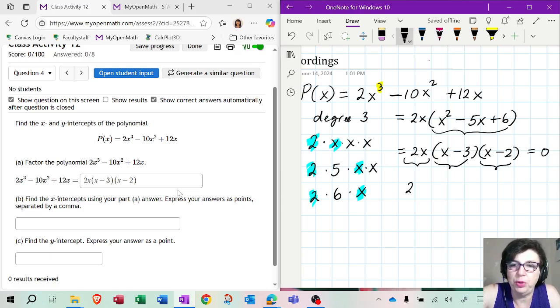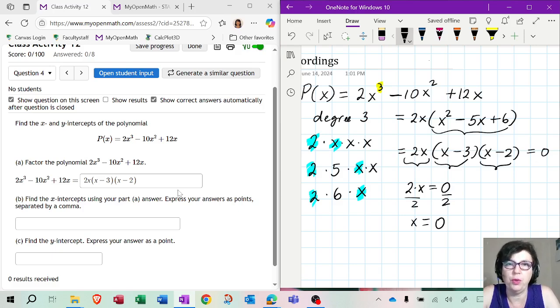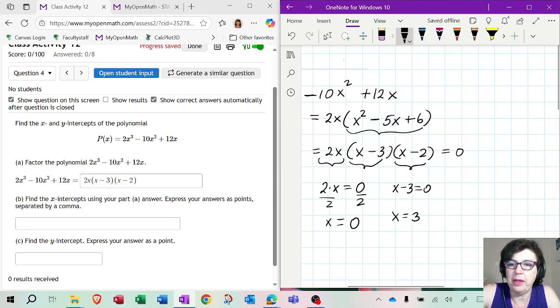So for example, 2x equals 0. Please do not tell me that the answer is -2 because that's not right, because this is multiplication. And so you can actually divide both sides by 2, and 0 over 2 is just 0. So x equals 0 is one of your intercepts. X minus 3, when you set that equals 0, that will give you x equals +3. And x minus 2 equals 0 will give you x equals +2.